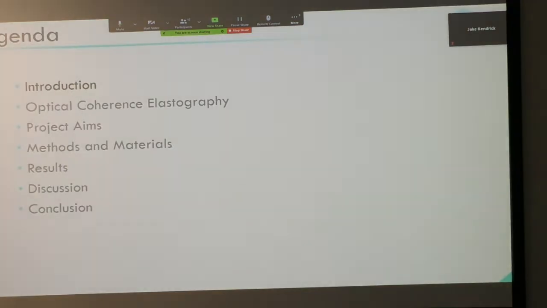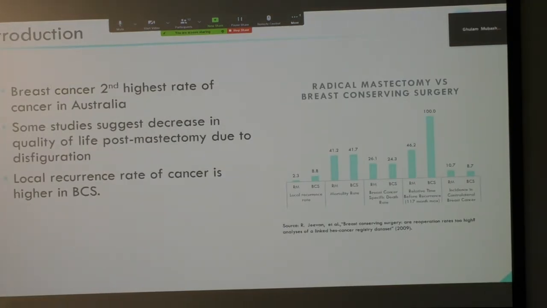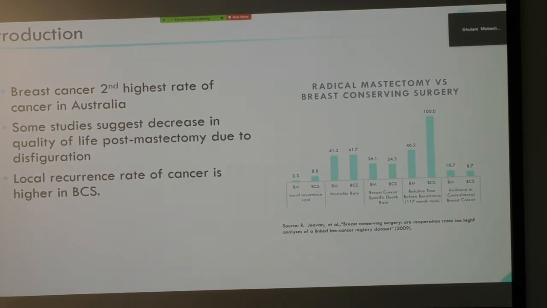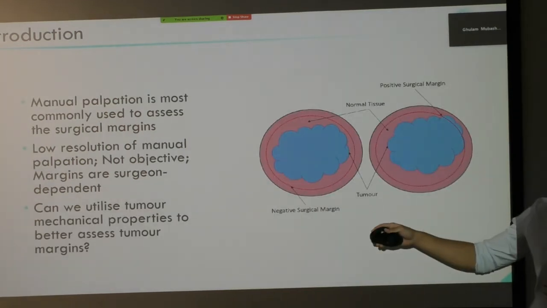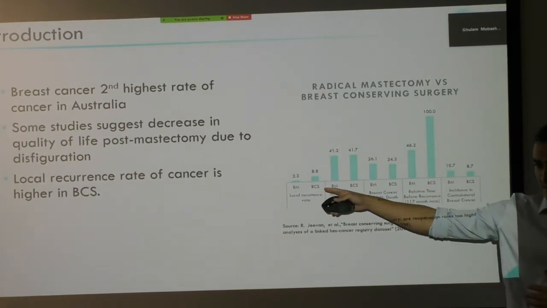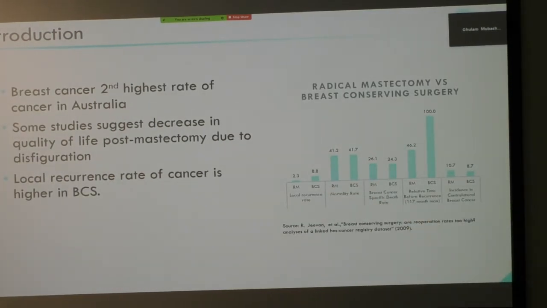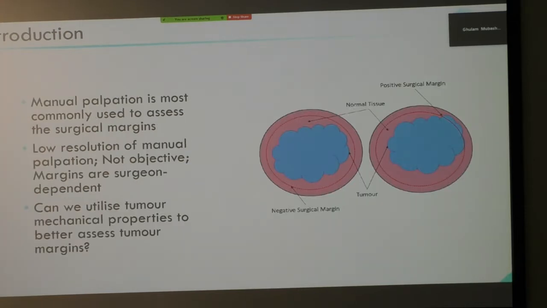All right. Lovely. So breast cancer has the second highest incidence rate in Australia, and most women tend to prefer having breast conserving surgery over mastectomies for treatment due to the lack of body disfiguration from the breast conserving surgery. The problem with that is that cancers tend to recur more likely, about 4 times more likely during breast conserving surgery over radical mastectomies. So why is that?